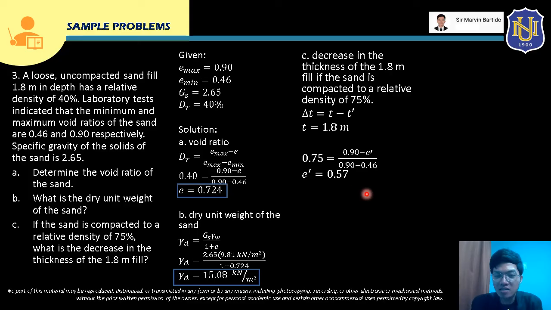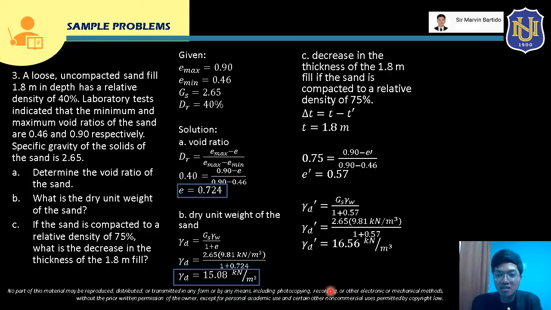So from here, class, dahil nabago yung void ratio natin, the gamma dry, it will also change. Right? So isolve natin, class, yung magiging panibagong gamma dry. So let's say ito ay gamma dry prime. So this is G sub S times gamma water over 1 plus e prime. Ito mababago to, no? Kanina 0.724 ito dito. So mababago yan, magiging 0.57. Okay, so class, solving for the new gamma dry, this is 16.56 kilonewton per meter cube. So this is the gamma dry, class, at 75% compaction.